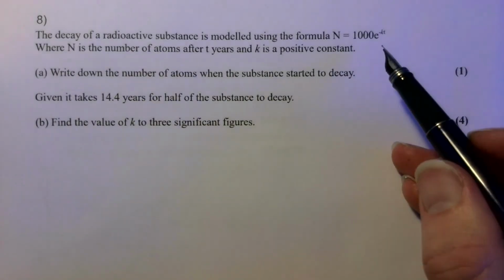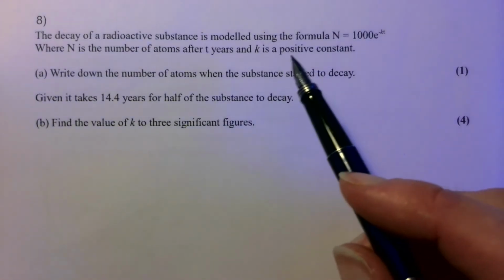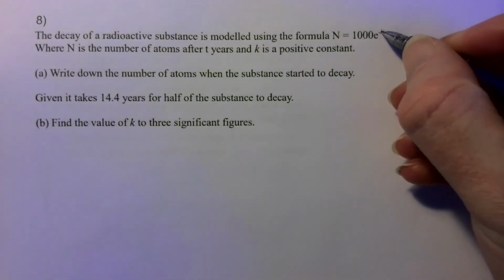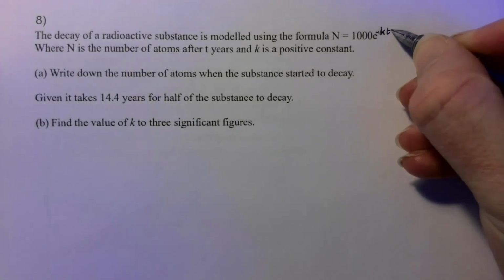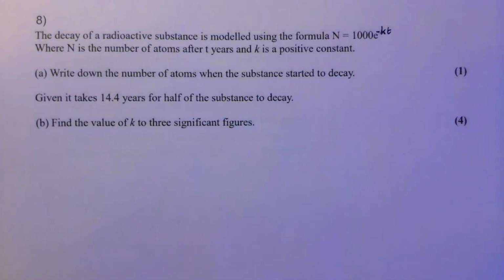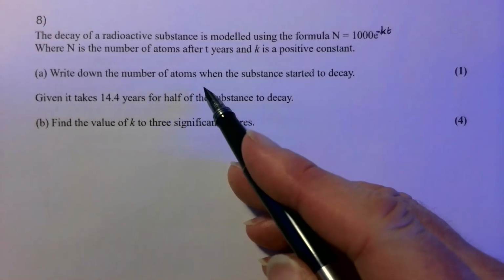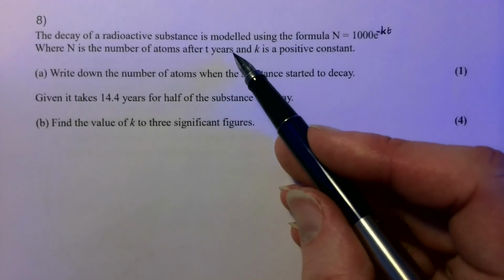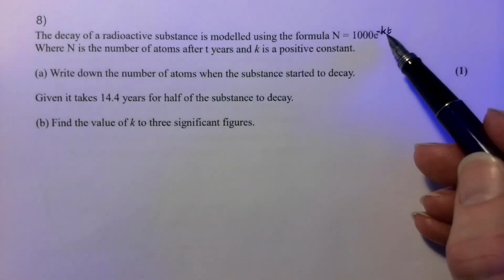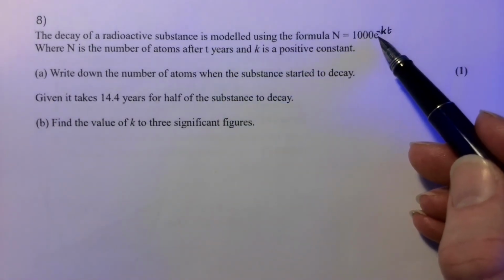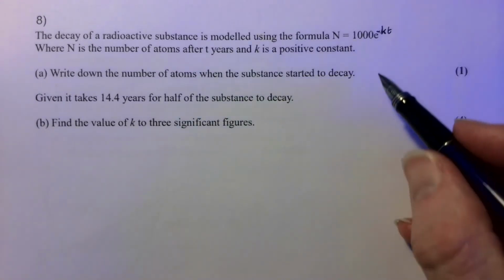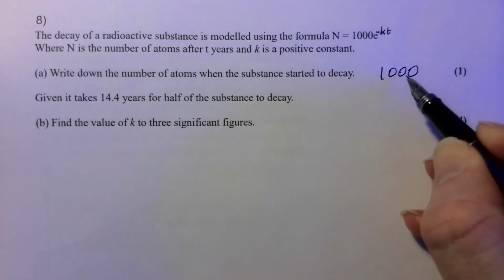Okay, so we've got a good old number e here. So we've got a formula N equals 1000, and that might not have come out too well. That actually should say e to the power negative kt. Write down the number of atoms when the substance started to decay. Well, this is a clever bit, because when it started to decay is going to be 0 years. So anything times 0 is 0. Anything to the power 0 is 1. So 1 times anything is just what it is. So that means that the number of atoms must be 1000.